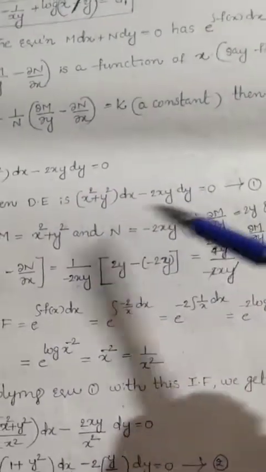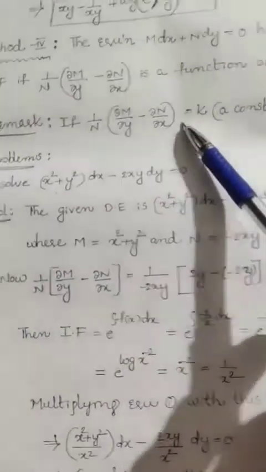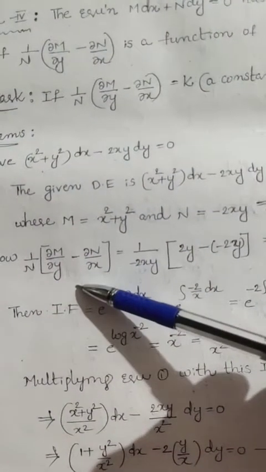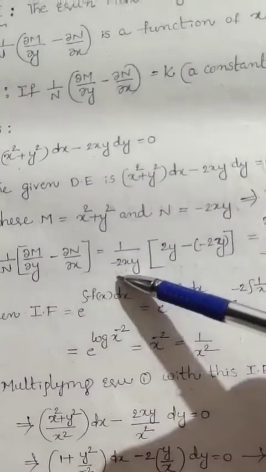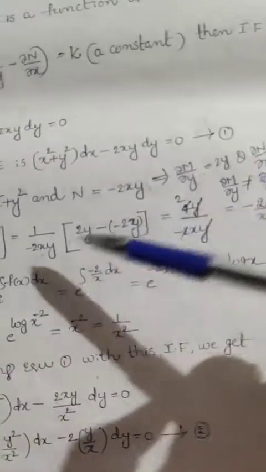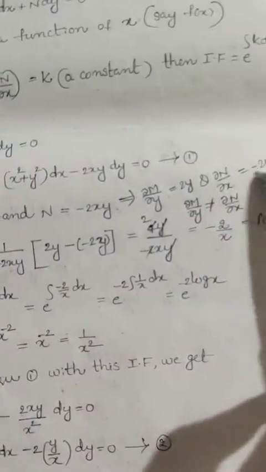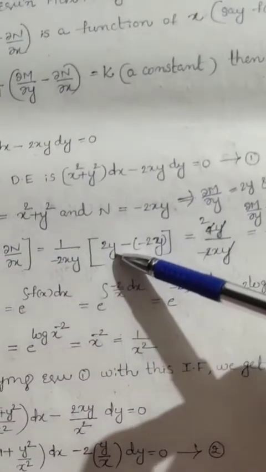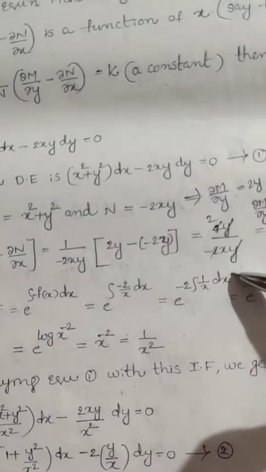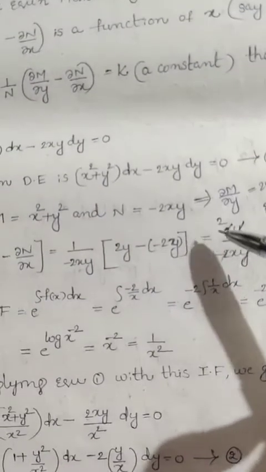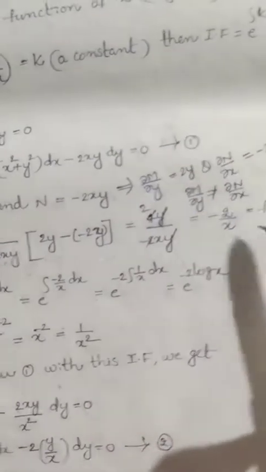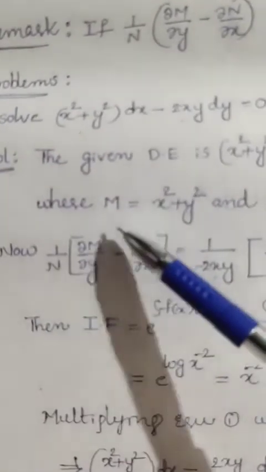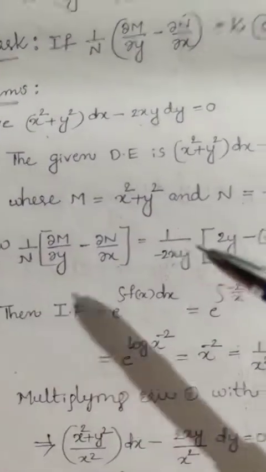Then we have to find the integrating factor, or we have to find the value of 1 by N into (dou M by dou y minus dou N by dou x). That is 1 by minus 2xy into (2y minus (minus 2y)), that is 2y plus 2y, 4y by minus 2xy. y gets cancelled, 2 ones are 2, 2 twos are 4, that is minus 2 by x. This is a function of x, that is f of x. Therefore, here we are getting 1 by N into (dou M by dou y minus dou N by dou x) as a function of x.